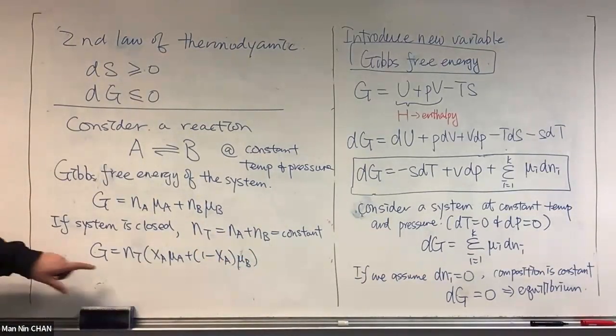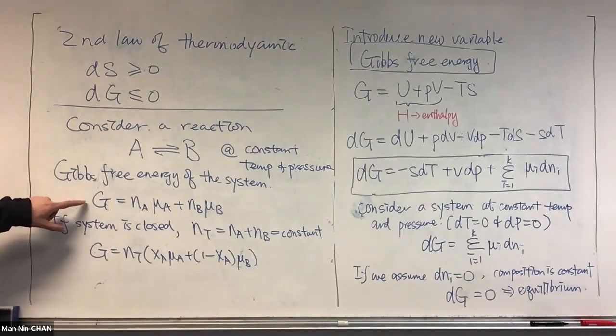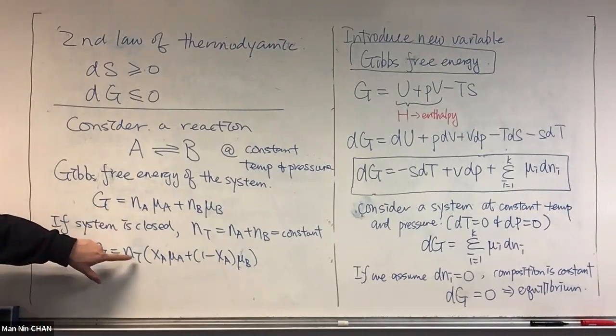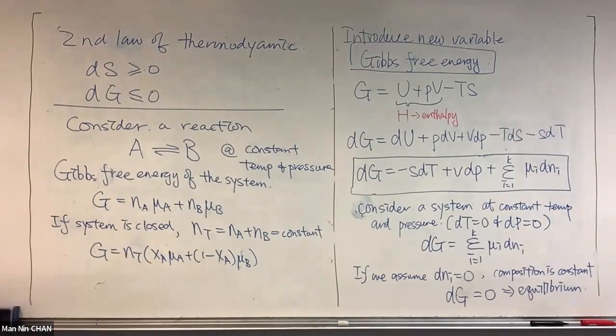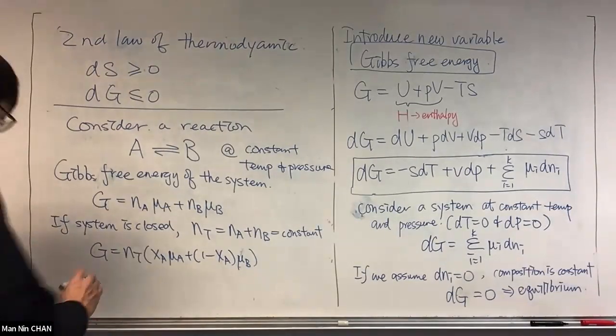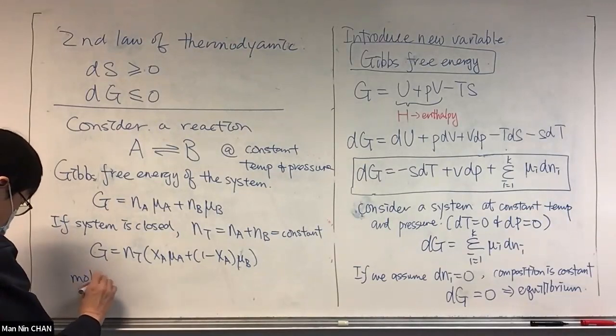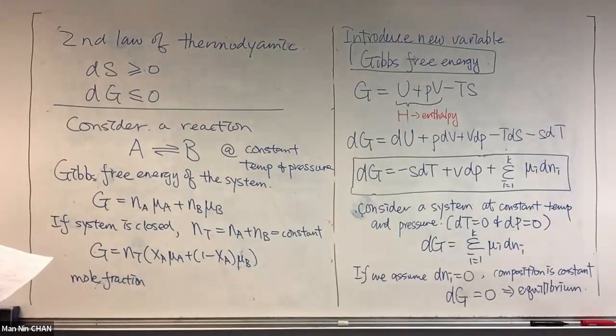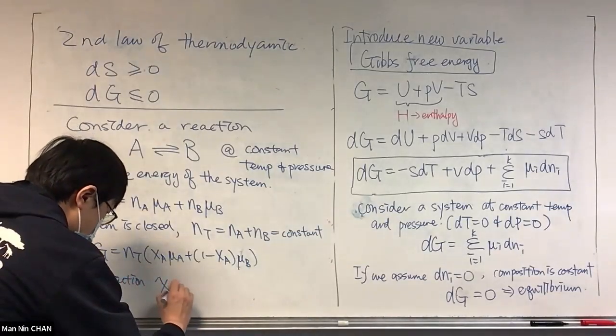So I can just rewrite this equation. This is still the Gibbs free energy of the system, right? Now this is the number of moles of A. I can replace this using the total number of moles of your system times XA. XA now is the mole fraction of the species A. So that means I can just replace this.